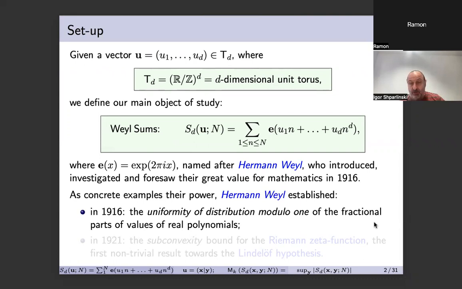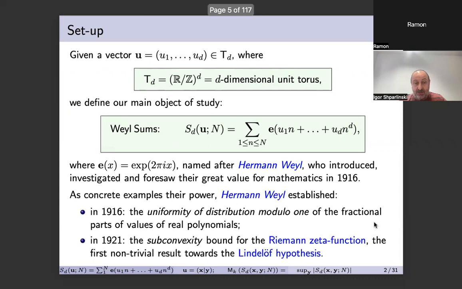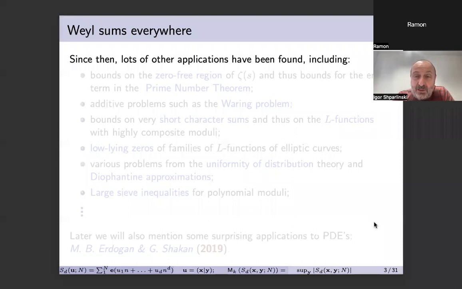And a little bit later, he obtained probably an even more important result. He obtained the first subconvexity bound on the Riemann zeta function. It was the first non-trivial result towards the Lindelöf hypothesis. And of course, in that time, the floodgate of applications had been opened and kind of overflooded.